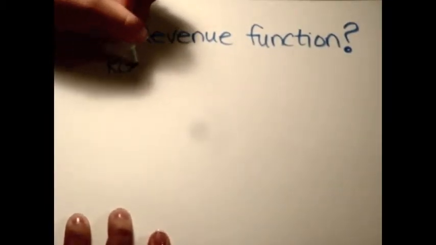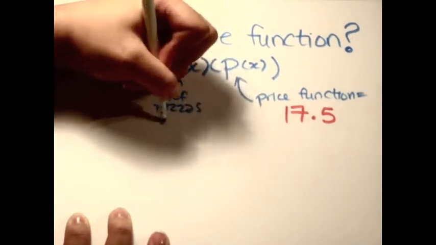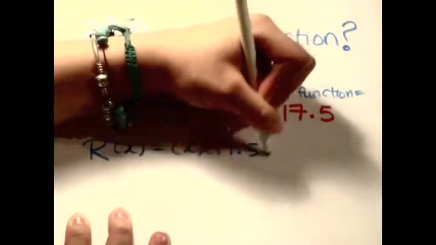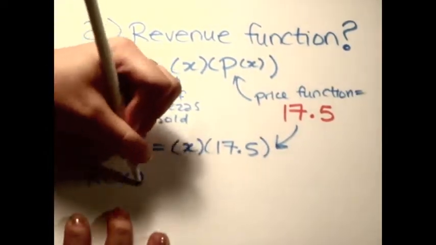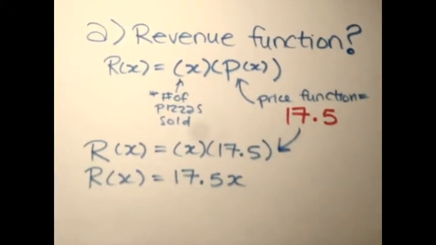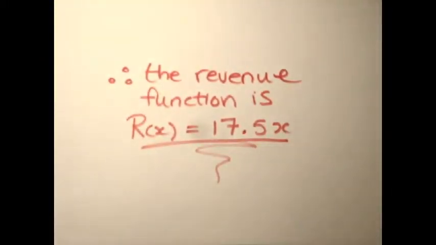So now we can get right into part A of our problem, which asks us for the revenue function. We just said that the notation for the revenue function is r of x, and that equals x, the number of pizzas sold, times our price function, little p of x, which we determined to be $17.50. Once again, that's the price of one pizza. So we can write that r of x equals x times $17.50. We're just substituting that value in for the price function. So we can rearrange that and say that r of x equals 17.5x, and that function tells us how much money we're making back in total. So our therefore statement reads, therefore the revenue function is r of x equals 17.5x.